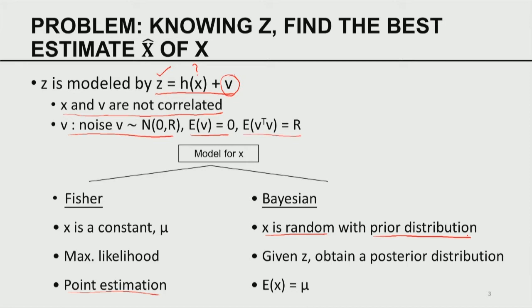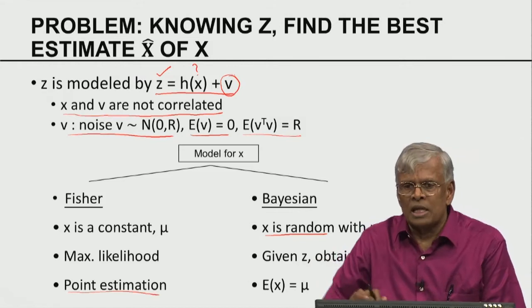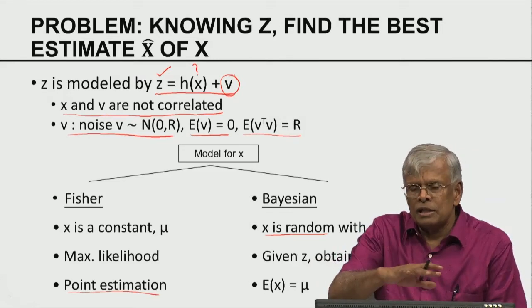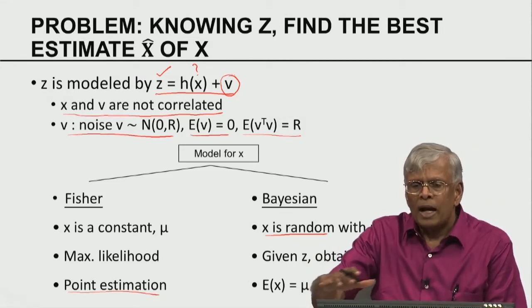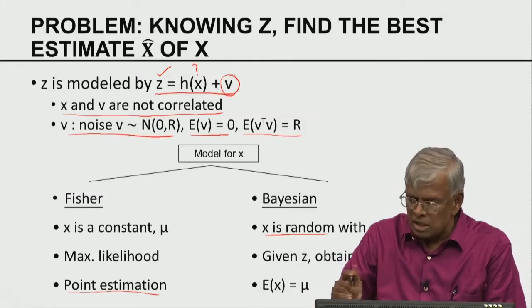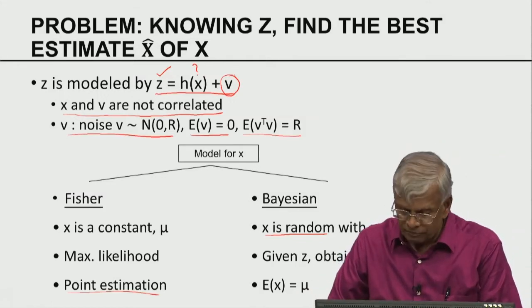The prior distribution captures the natural variability of x. So if x denotes the temperature distribution around the world, the temperature distribution around the world is subjected to climatic conditions. The climatic conditions themselves vary in some rhythmic fashion. Therefore, we can predict to some degree of accuracy the natural variability in x, and this natural variability is captured as the prior distribution.